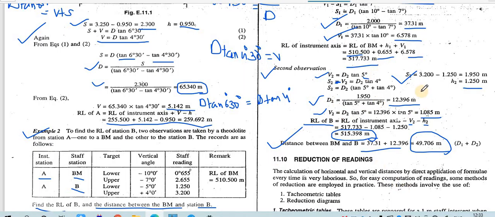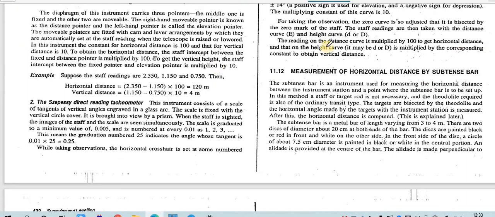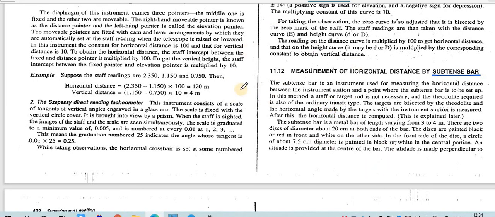Okay, so in this way we have completed the last method of tacheometric surveying, that is the tangential method. Okay, so we have completed all the methods related to tacheometric surveying. There is also one more thing which is sometimes used for measuring horizontal distance, which is called a subtense bar. You need to know what a subtense bar is. So basically it is all theoretical part. You need to understand what it is.